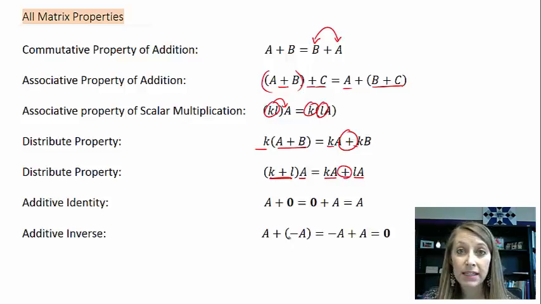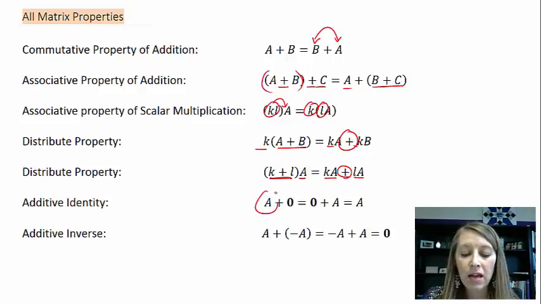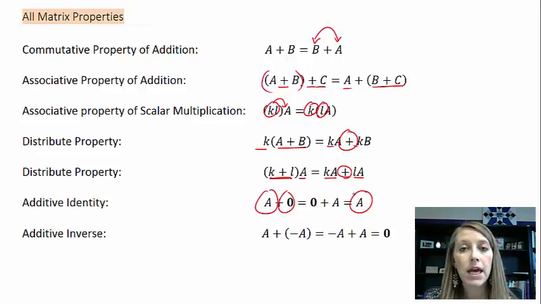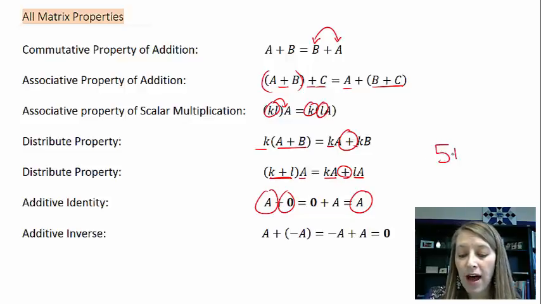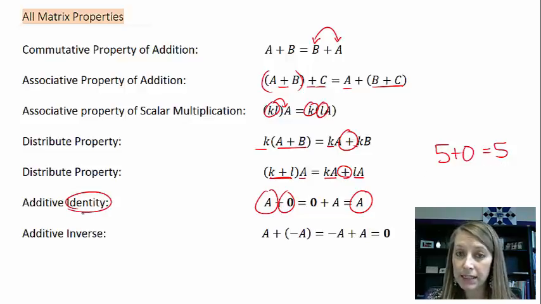The additive identity, and this is why it's important that we defined the zero matrix, is that if I add a matrix to a whole bunch of zeros, I am, of course, going to get my original matrix. And this is true, again, with the real numbers. If I wanted to add 5 plus 0, I would still get my original number of 5. That's why it's called an identity.